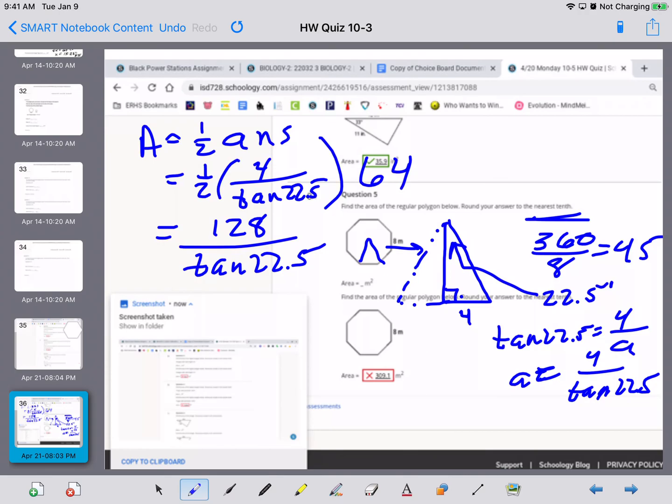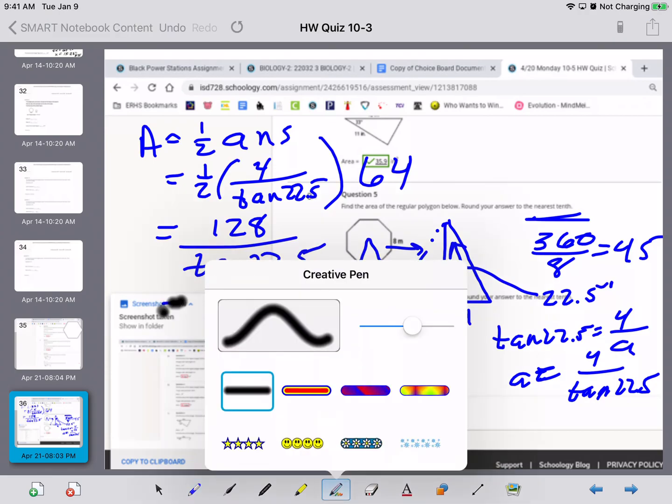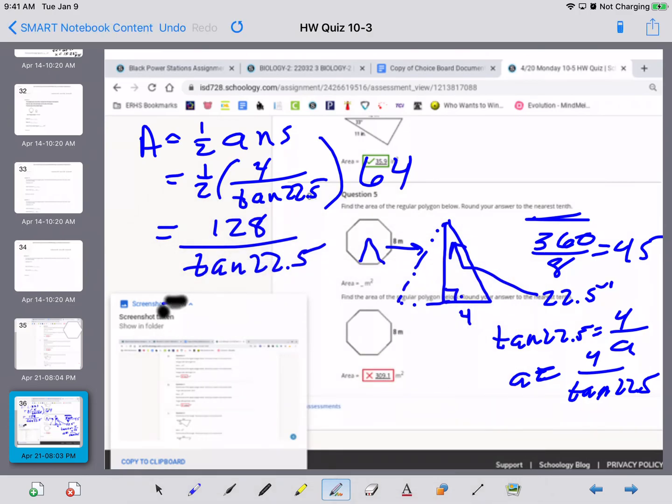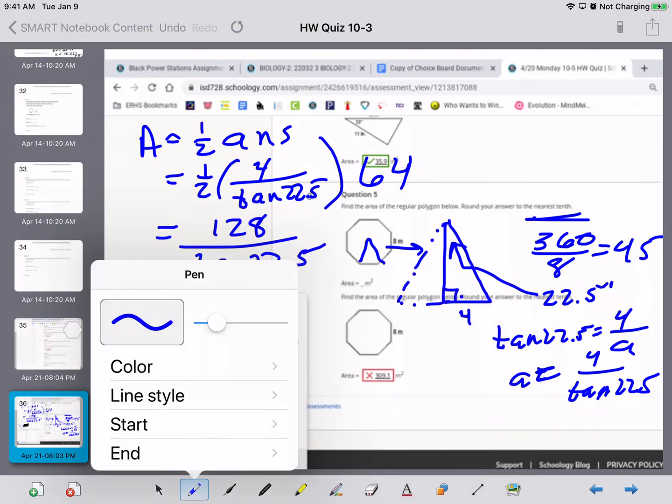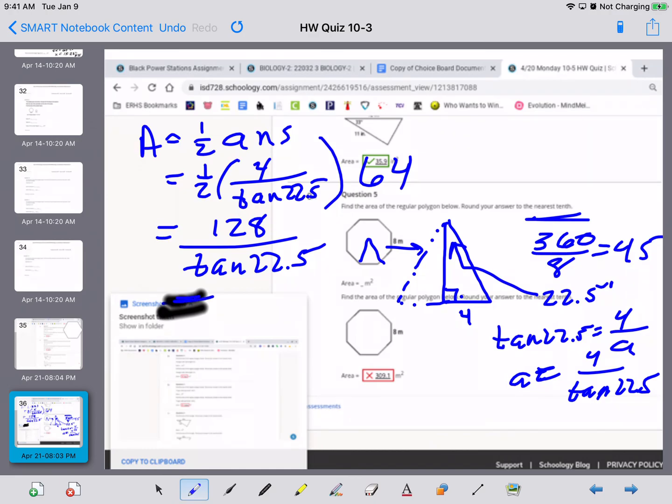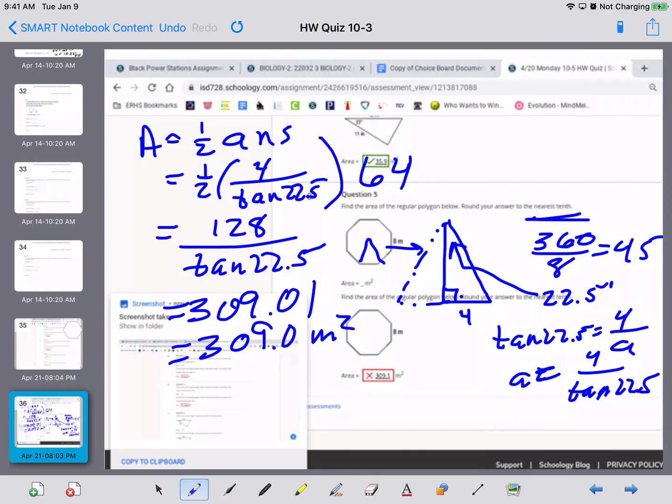Okay, so my answer becomes 309.01. Rounded to the nearest tenth, that's 309.0 meters squared. And we leave that 0 because we're showing the person grading that we considered that value.